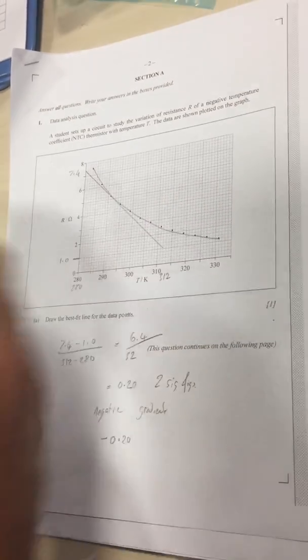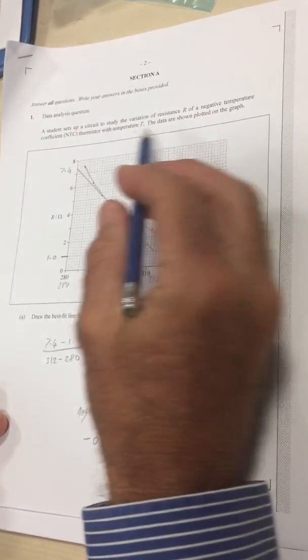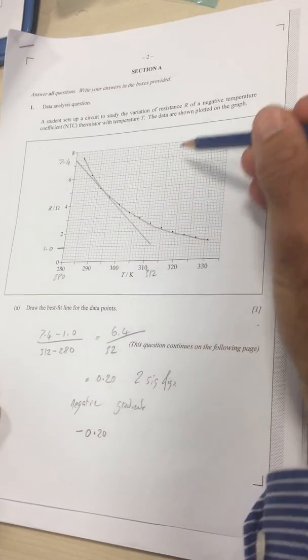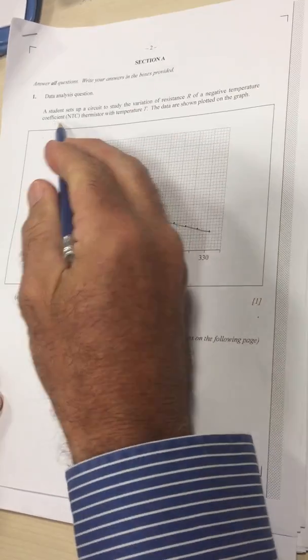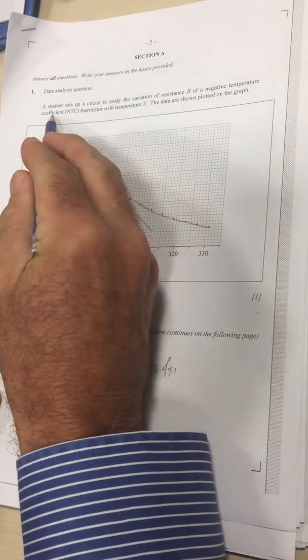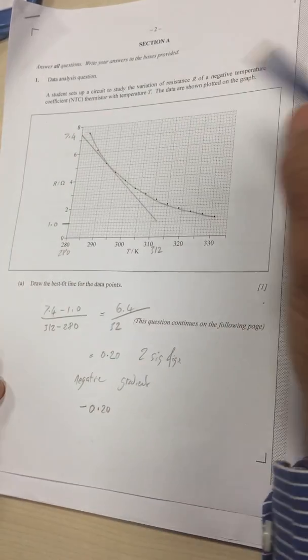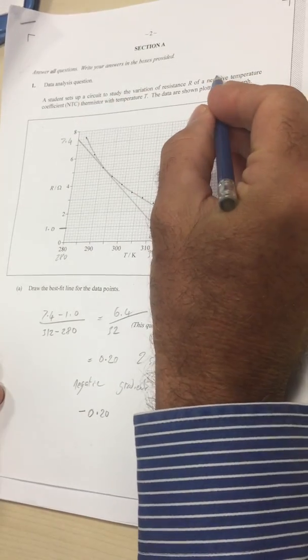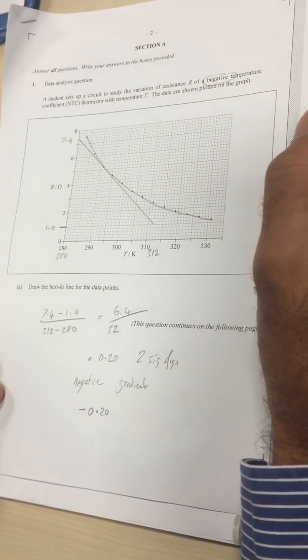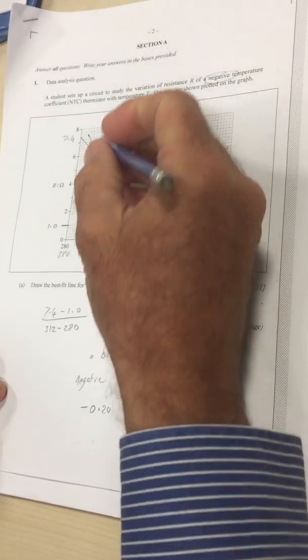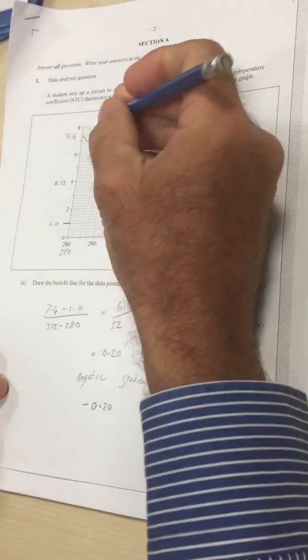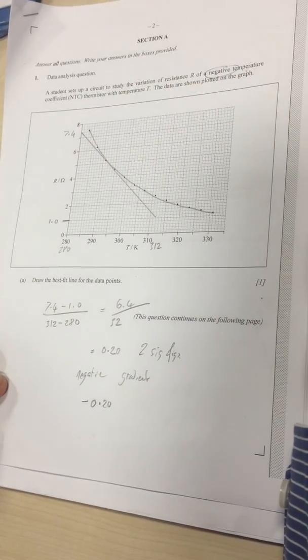Okay, data analysis question. These are always a bit tricky because invariably they're about stuff that you won't necessarily have done. So a negative temperature coefficient thermistor is something you probably haven't come across before. But the moment it says negative, we should think about that. And if you look at the gradient of the graph, although it's changing, you can see that generally it's a negative type gradient. Let's have a look.